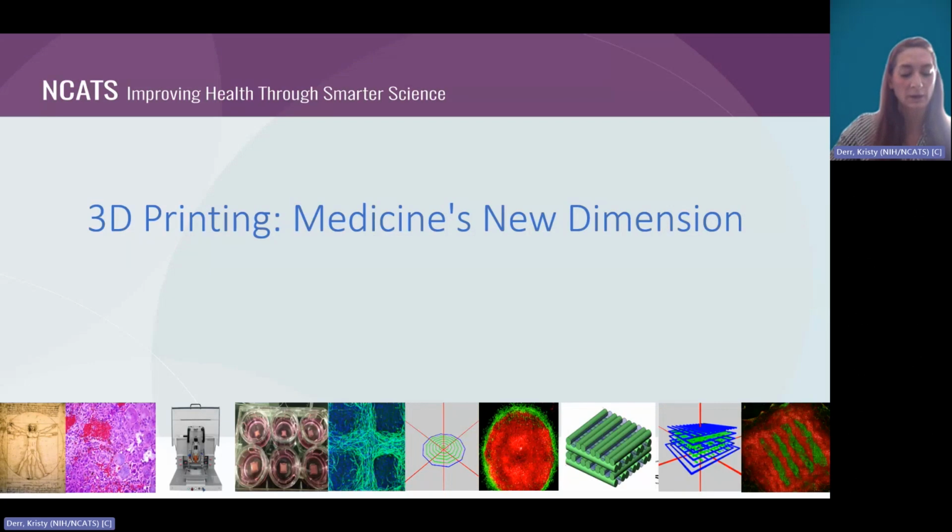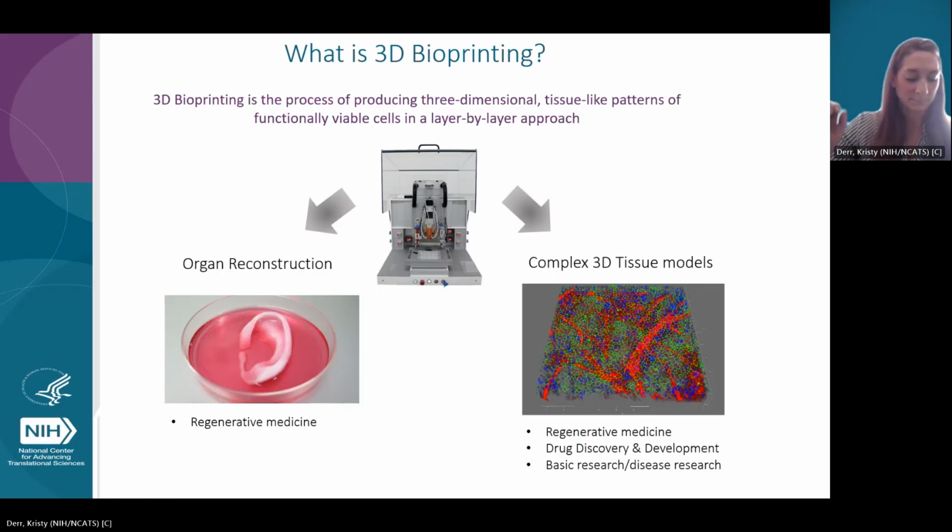So I want to quickly talk about some of the protocols we are using in our 3D bioprinting lab. So most of you may know what 3D bioprinting is. It's a process of producing 3-dimensional tissue-like patterns of functionally viable cells in a layer-by-layer approach. Scientists can focus on organ reconstruction or regenerative medicine, or complex 3D tissue models for regenerative medicine, drug discovery and development, and then basic research or disease research. So the area we focus on is complex tissue models.